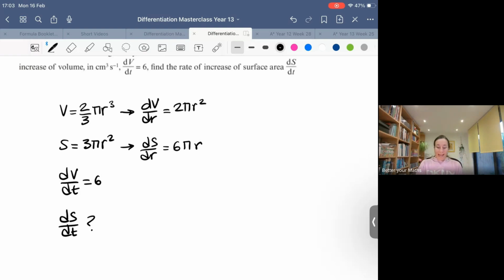Yeah? And I need ds by dt. Can you try to write one rule that we need? And then we decide if we need another. We are going to be writing 2 chain rules. But can you think, we have V, S, T, and R. So how are they connected? What can we write?